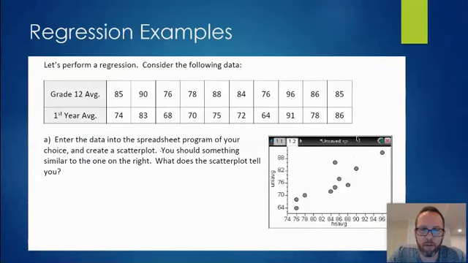Due to distance learning and where we're at now, I'm going to do this along with you guys in Google Sheets. So here we have some data showing students' grade 12 averages compared to their first year university average if they did go to university. I want to just show you guys, we're going to make a scatter plot and we'll just make sure it lines up with this one.